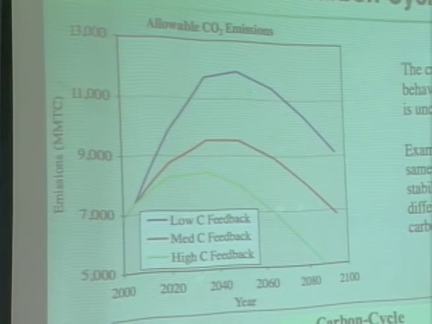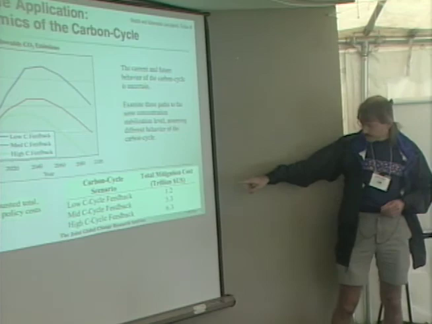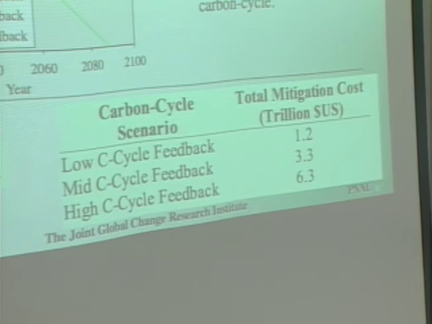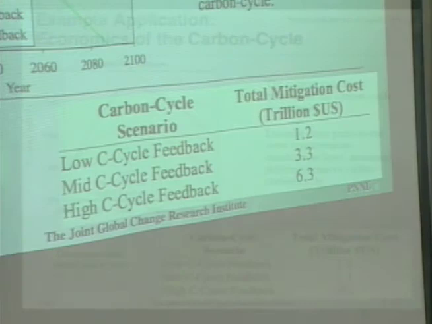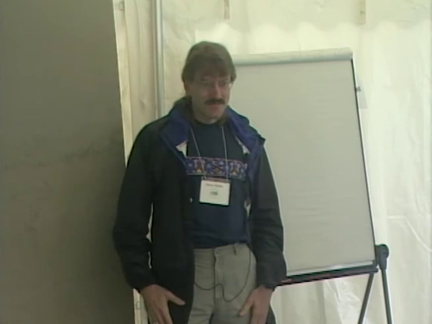Then we ask, what does it cost in economic terms to stabilize the system at this level? What we can calculate is the total mitigation cost. This is the total policy cost, discounted back to 2000, or 2005 actually, I think. It ranges from $1 to $6 trillion. So the implications of uncertainty in the carbon cycle are not trivial. Then the question is, is this really the full range or not? We'll find out. I mean, we'll never find out for sure. The real world can always be outside of your uncertainty bounds, but we'll hopefully get a better sense of that over the next few years.